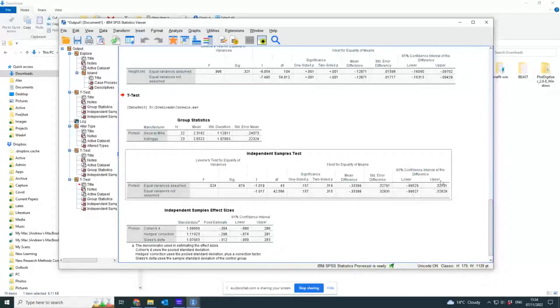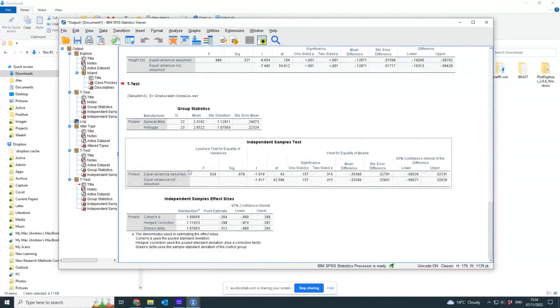And if you look at the confidence interval for the difference, it goes from -0.99 to 0.328. So that includes in the confidence interval a difference of 0. If your confidence interval contains 0, then 0 difference is a possibility. Therefore, there is no difference between the means of the two groups.